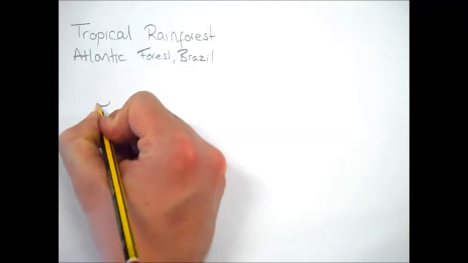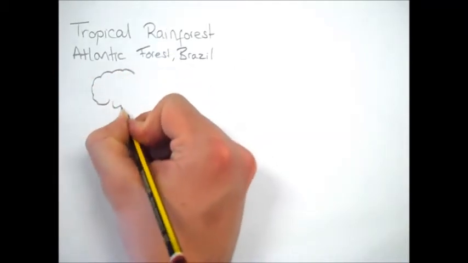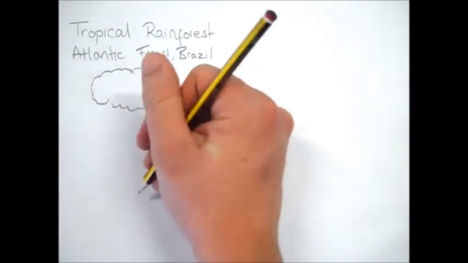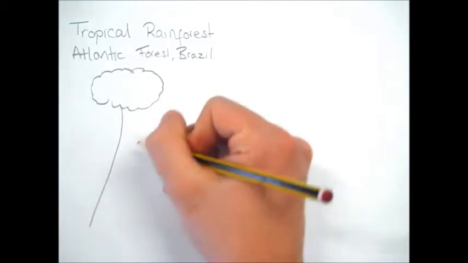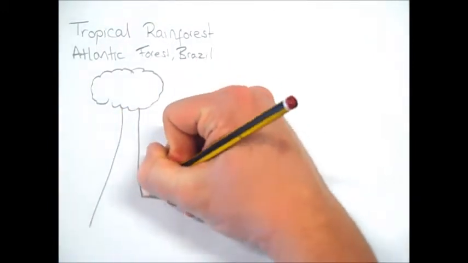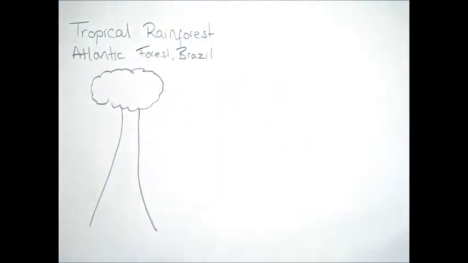So, if we just start off with drawing a nice large tree. That typical idea of very tall trees in the rainforest. Now, what makes the rainforest really distinct is its four clear layers of vegetation.